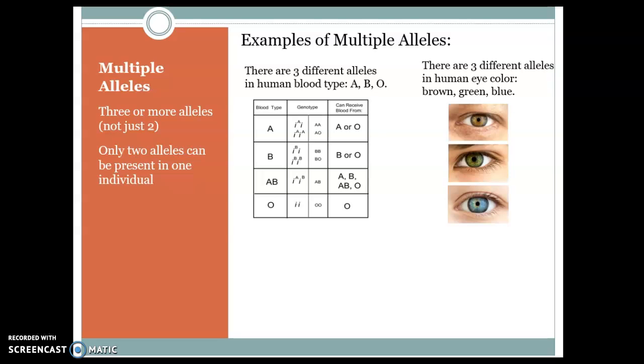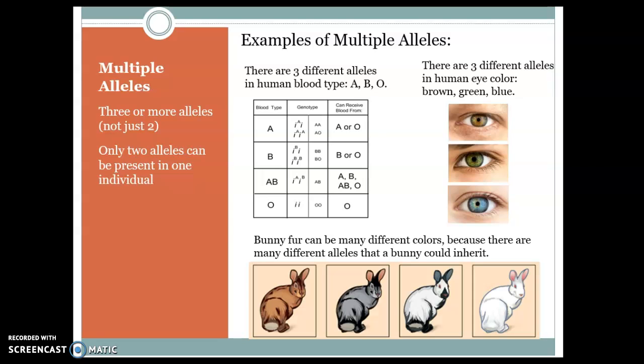Eye color, so brown is a human eye color, green is a human eye color, and blue. So we have more than two possible alleles. Your combinations will give you various colors potentially for eye color. Bunny fur is another good example. There's lots of variety with bunny fur color. There are more than two possible alleles, multiple alleles.